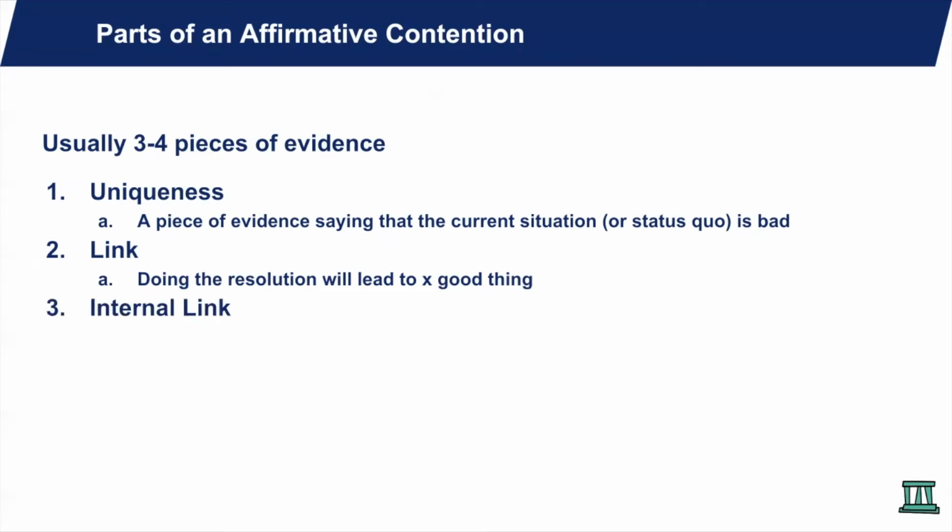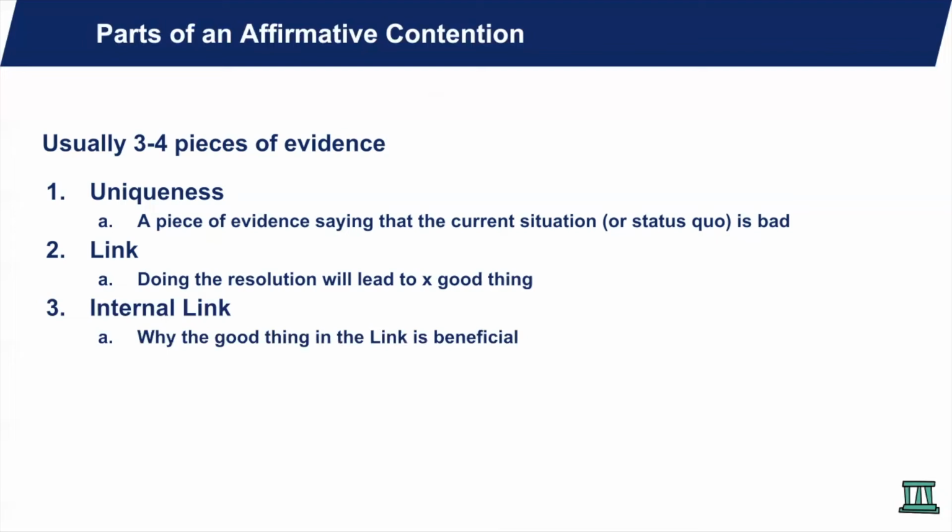The third part is the internal link. The internal link is just another name for basically a chain in which you have to prove why the X good thing that occurs as a result of the resolution will lead to another good product. For example, if I say that compulsory voting ought to be passed in the United States and the link evidence is saying that compulsory voting leads to more democratic standards, the internal link will prove why democratic standards are good in the first place. Because the job of the internal link is to flesh out why the X good thing that the affirmative does is a good idea and why it causes another benefit.